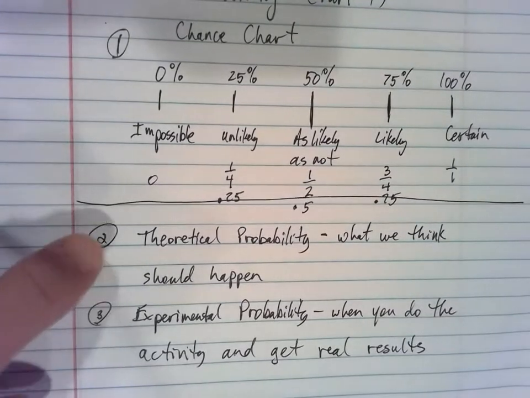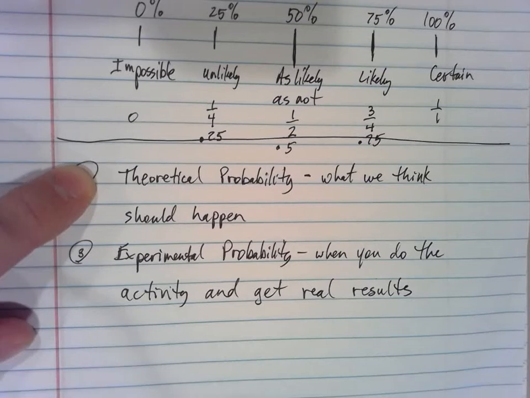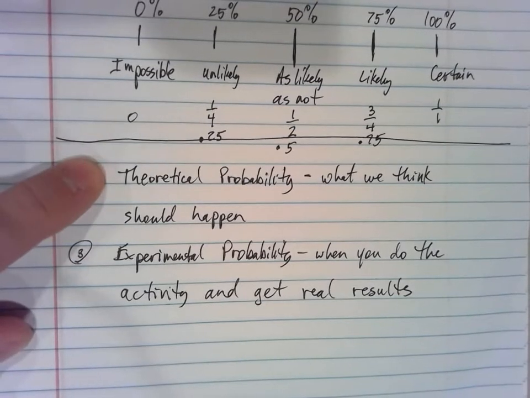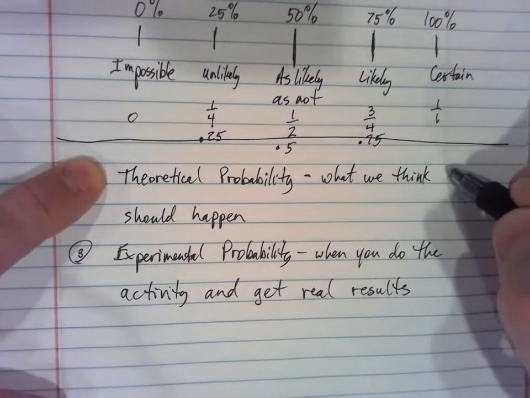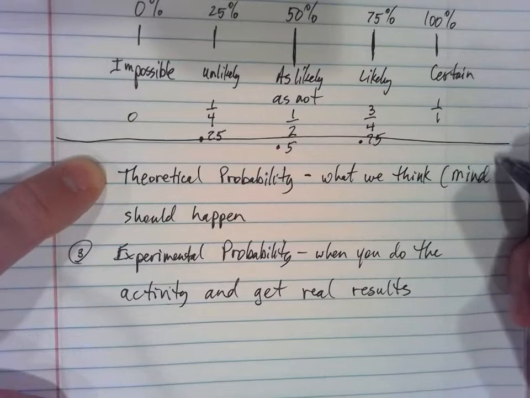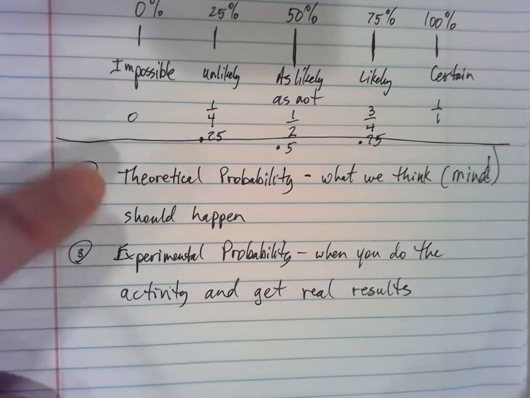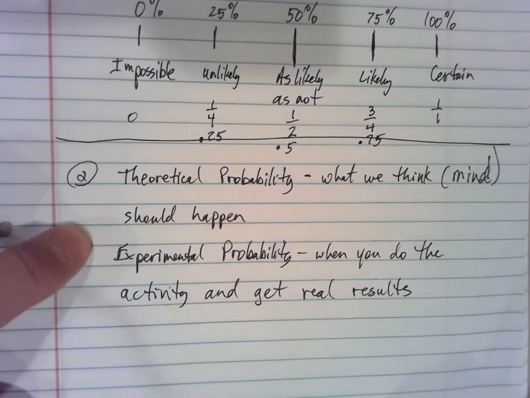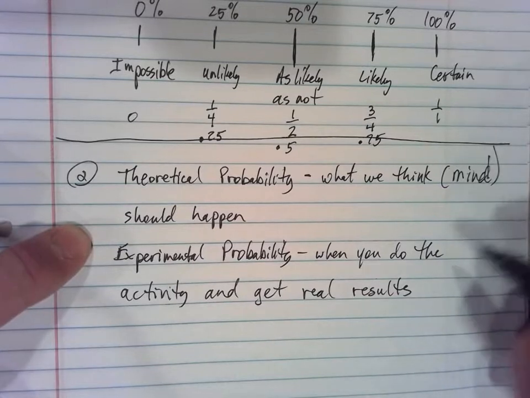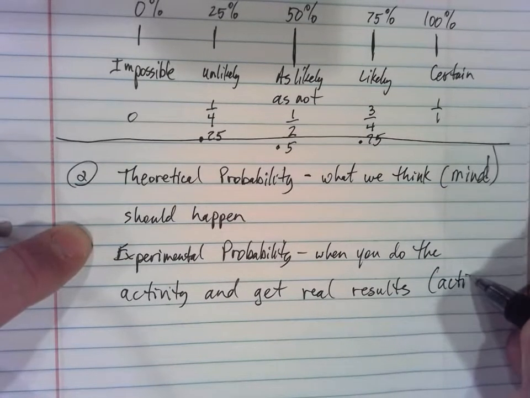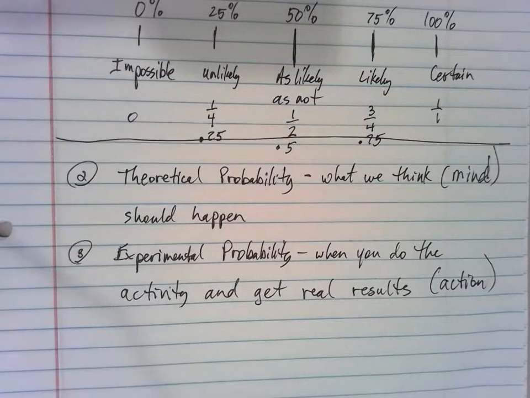So there's a difference between theoretical, which is happening in your mind, theory, and experimental, which is when you actually do something. When you actually throw the dice, flip the coin, spin the spinner. So this is action. Theoretical is what you think would happen. Experimental is what you actually do, and you get some real test results.